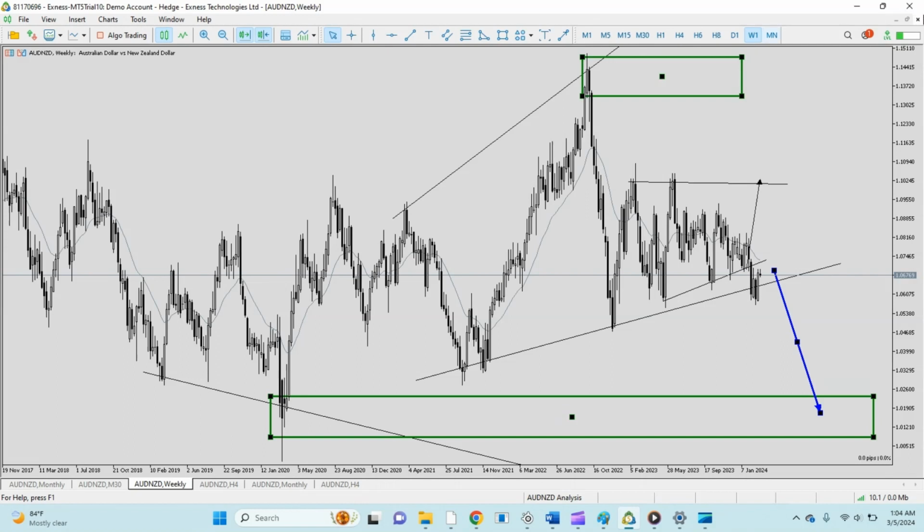So they may not really clear this liquidity. It may just touch this area and go up to this area. But you just have to be patient. Market is a game of patience. This forecast may take weeks or months before it is fulfilled.